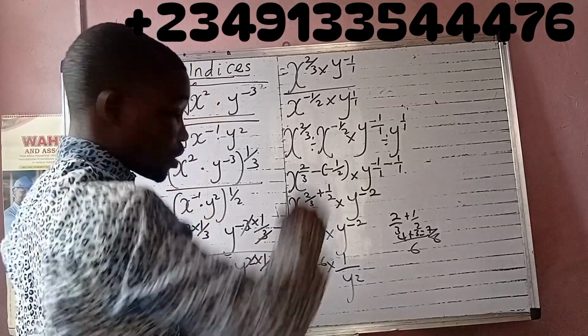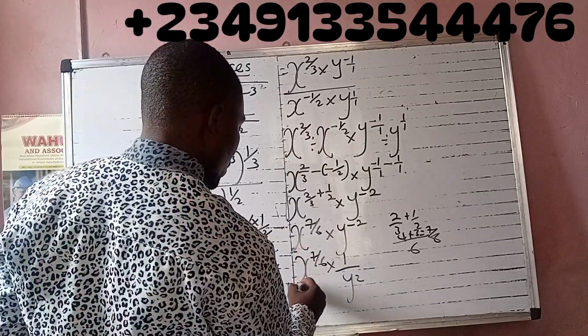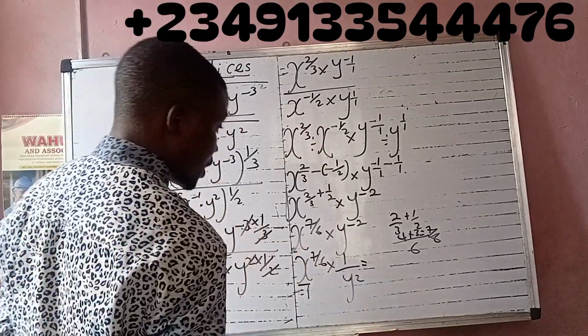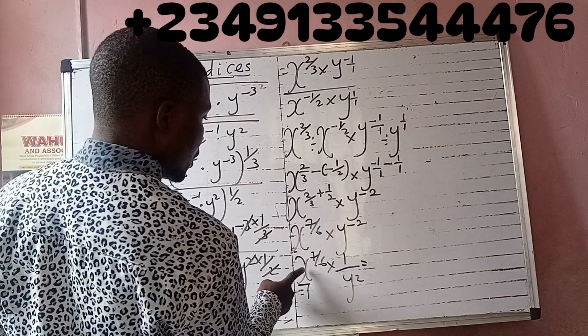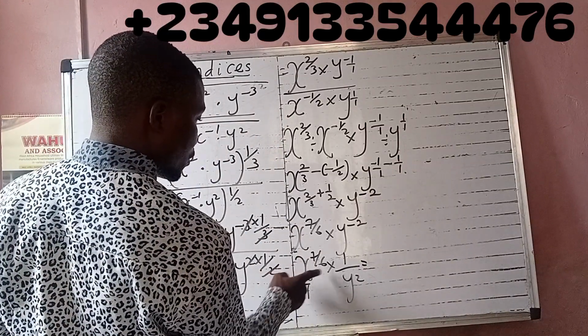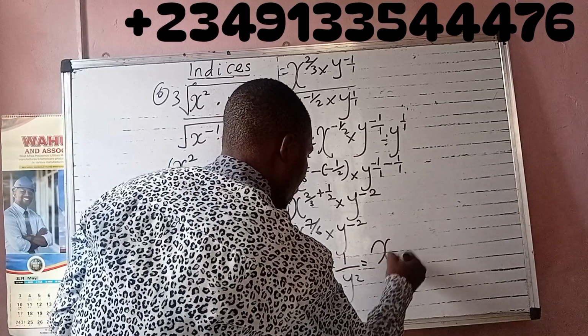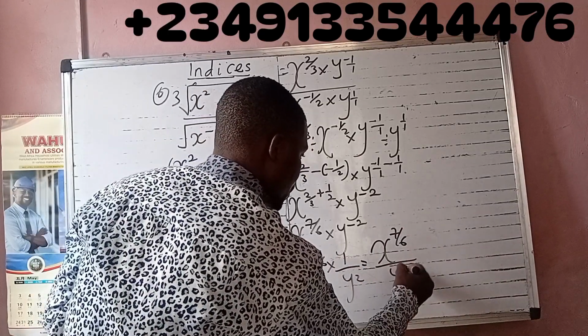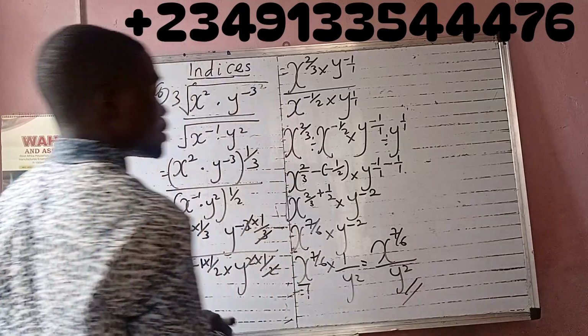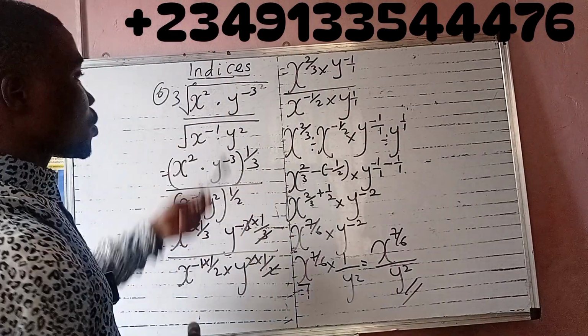So are you seeing the board? So over 1. So it looks more easier now. So let's times x whole number 7 over 6 times 1 will give us x to the power 7 over 6. 1 times 1 will give us y to the power what? 2. So this is the answer to this question.